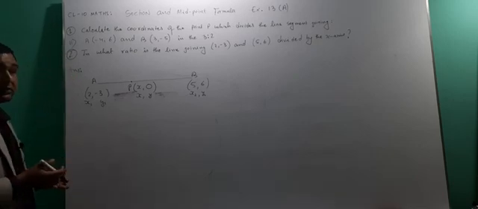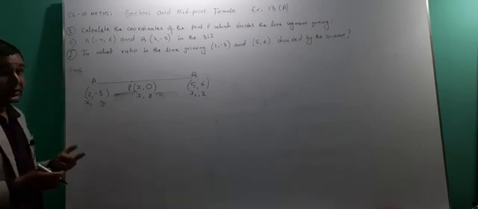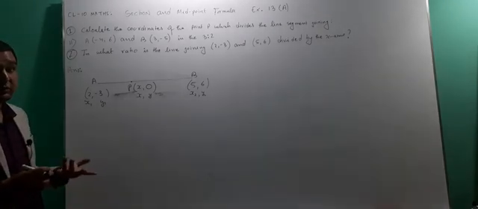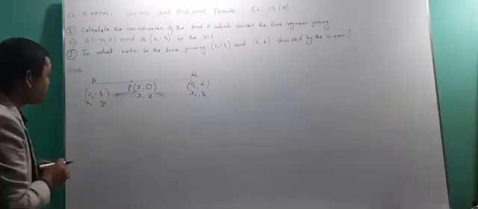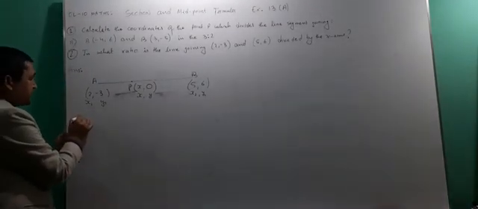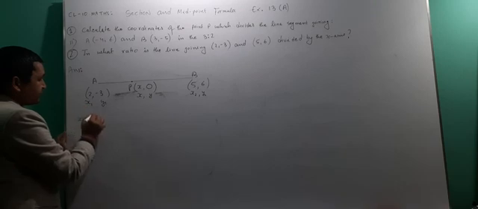Now we'll write the formula, because the question asks to find the ratio. Ratio means always section formula. Remember, if the question asks to find the ratio, always use the section formula. Now, section formula: x is equal to, what is the formula? x is equal to m1 x2.